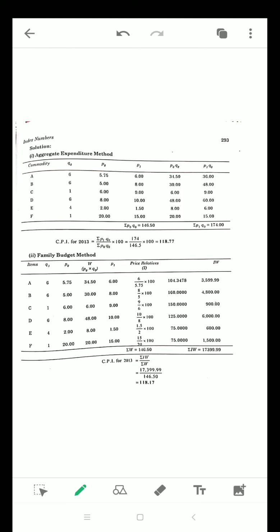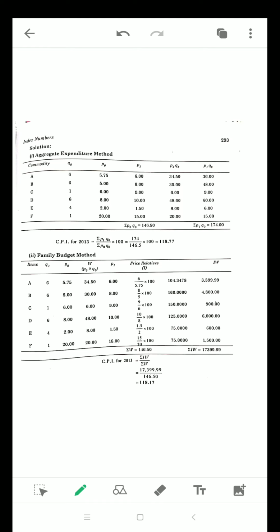P1 we have 6 into 6 36, 8 into 6 48, 9 into 1 9, 10 into 6 60, 1.5 into 4 6, 15 into 1 15. The summation of P1 Q0 is 174.00, or you can write 174. So substitute the same values into the formula. So below that you have solution.